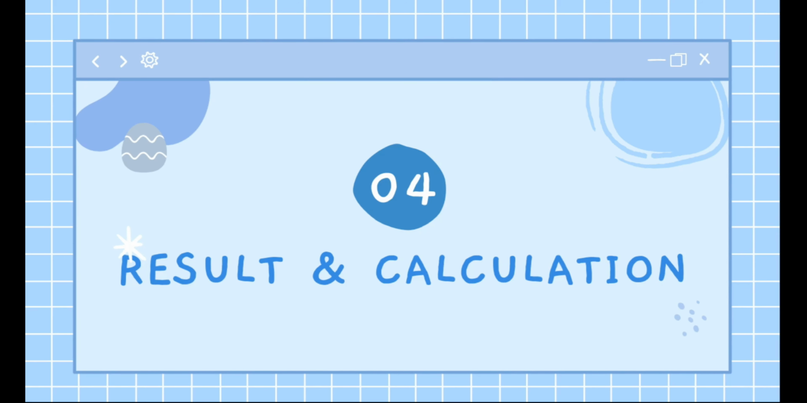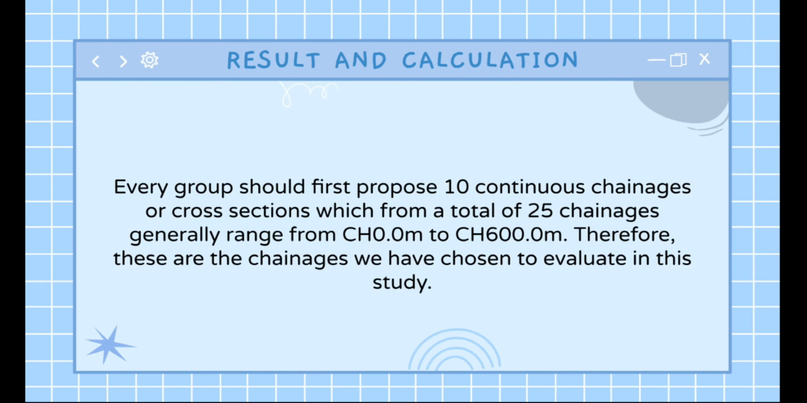Hello and hi everyone, my name is BFC21103 and I will present about the results and calculation. First, every group should propose 10 continuous chainages from 25 total sections. We choose the chainage from 375 to 600 to be evaluated in this study.